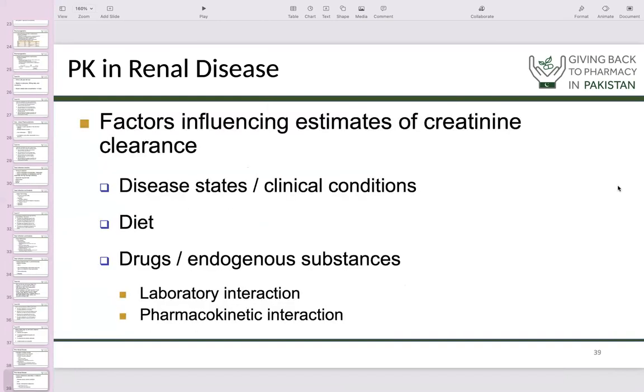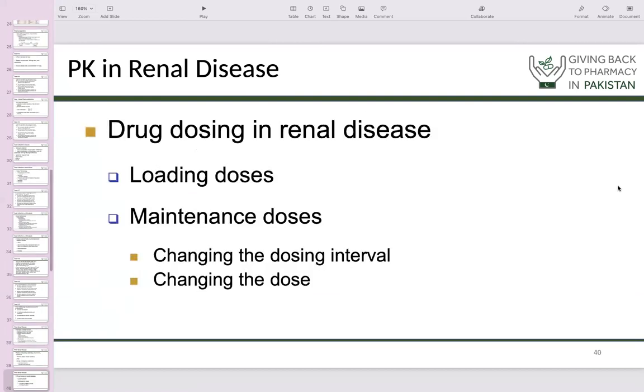Factors that influence renal function or the estimation of creatinine clearance are the disease state itself and clinical condition. Diet: if the patient is on a high meat diet, obviously the patient will have high creatinine. There are certain drugs or endogenous substances with a pharmacokinetic interaction that alter creatinine synthesis or formation. There are also some laboratory interactions. Disease states like hepatic dysfunction and chronic kidney disease alter the creatinine clearance.